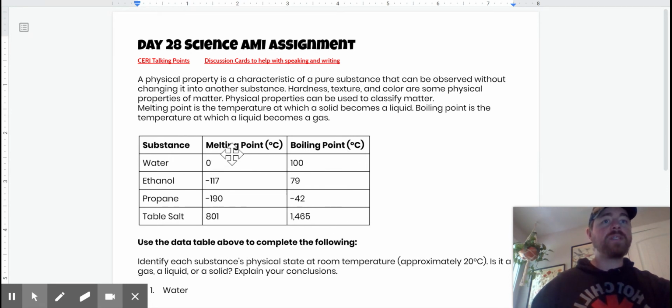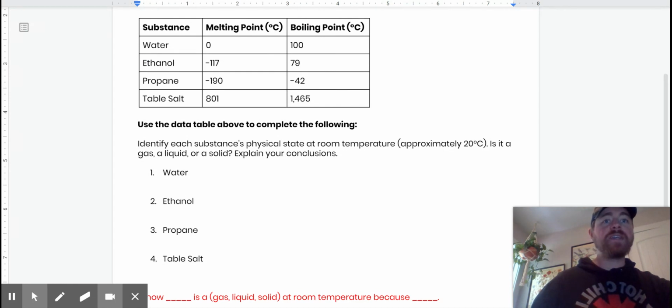Remember that if we're increasing in temperature, the melting point is when the material goes from a solid into a liquid. And then if we keep adding more heat energy, the boiling point is when we go from a liquid into a gas. Okay, so what we're going to do is identify each substance's physical state at room temperature. So we're approximating that as 20 degrees Celsius. So at 20 degrees Celsius, is each of these materials, each of these compounds, a solid, a liquid, or a gas, and explain how you know this.